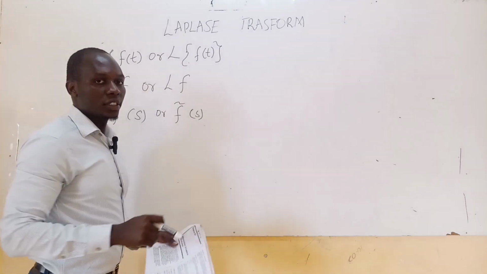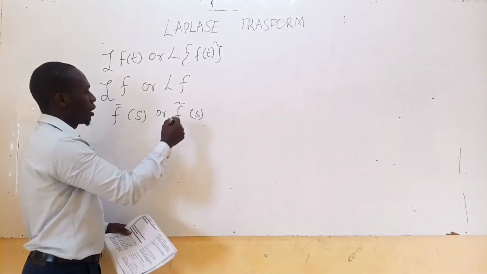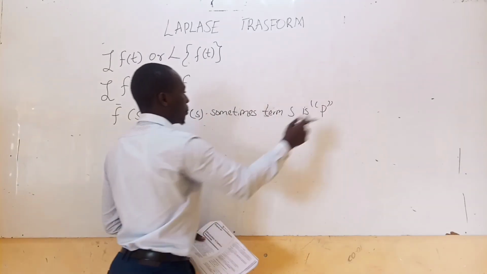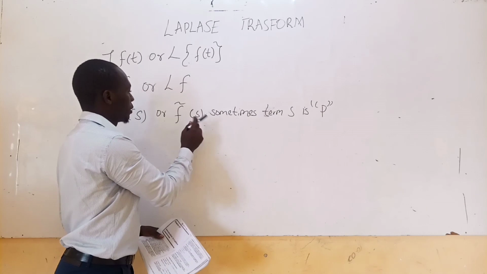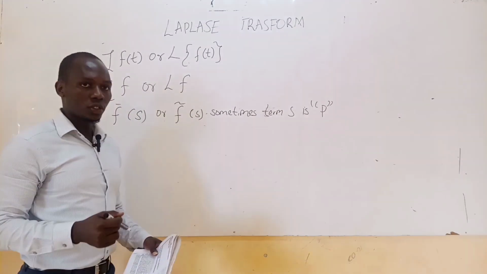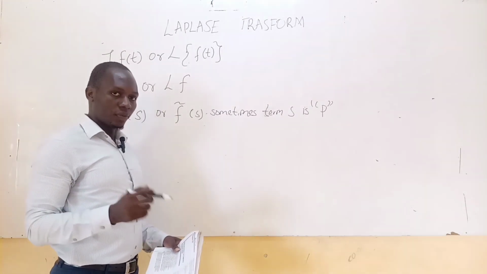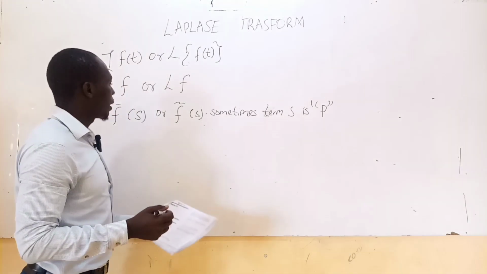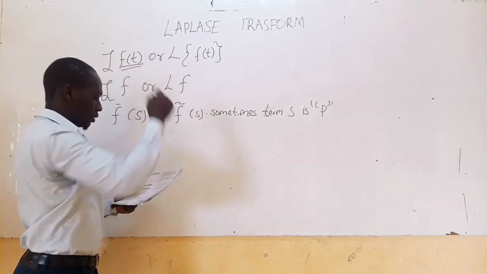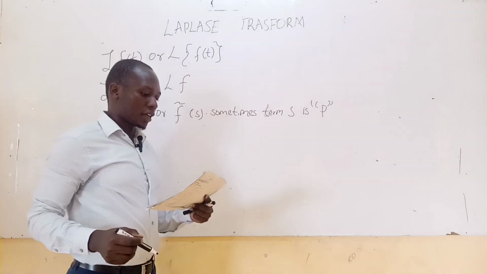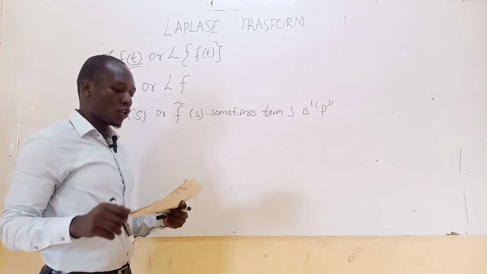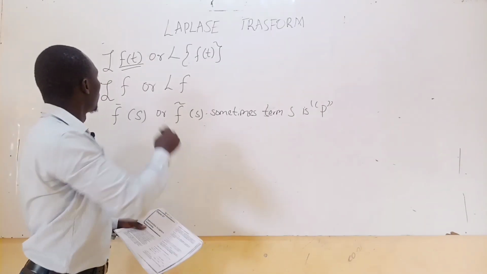So these are the basic notations of the Laplace transform, whereby sometimes you can find the term s denoted as p. So the Laplace transform of a function f of t can be given as a function of time, which is defined for all positive values of t.